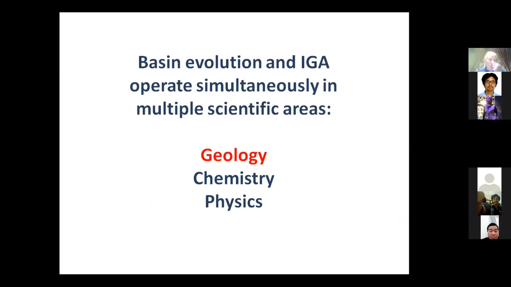In addition to working on multiple scales at the same time, IGA operates simultaneously in multiple scientific areas, mainly geology, but also using chemistry in the sense of geochemistry. Most of it is organic geochemistry, but other types may be also. And physics, the various aspects of geophysics, from petrophysics to reflection seismic and sequence stratigraphy and so on. So we have to be cognizant that our results will depend on our skill in taking fruit from all of these different areas and making a tasty fruit salad out of it.